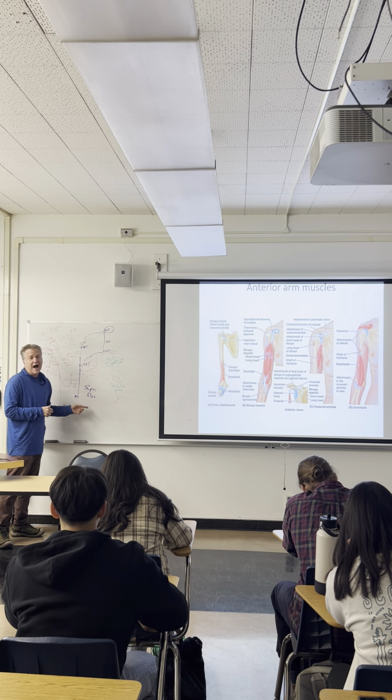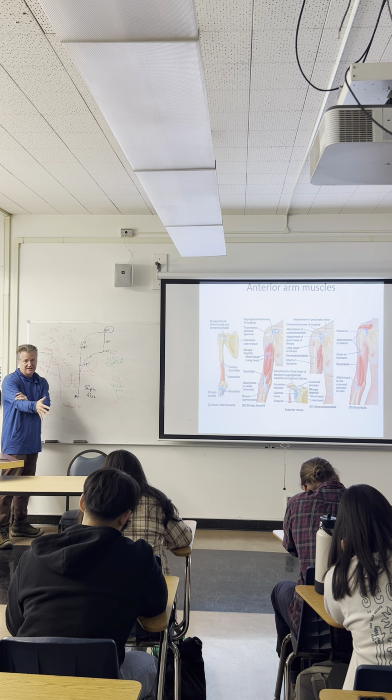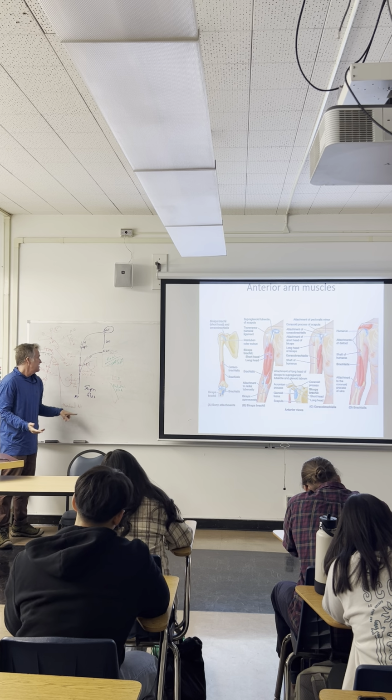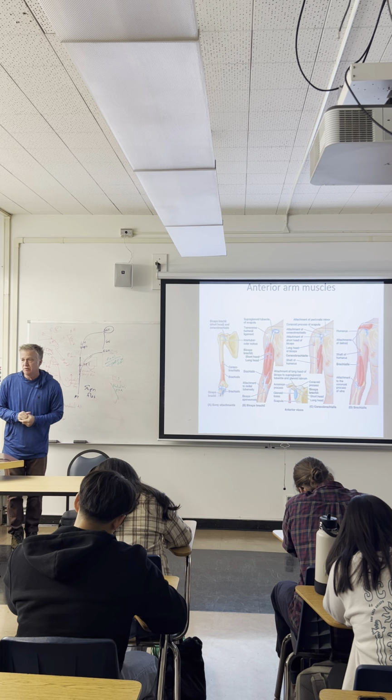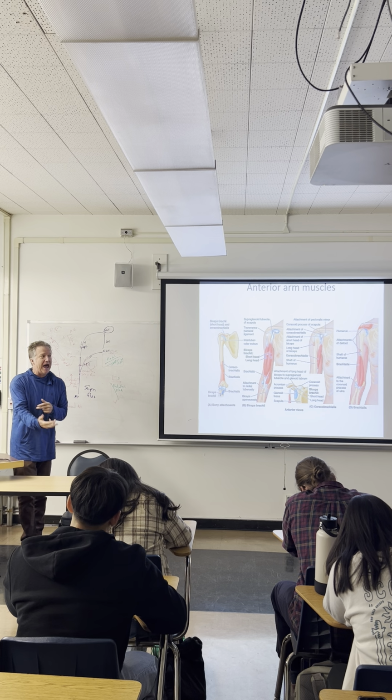So, why can biceps supinate the forearm at the elbow? Because it's attached to the radial tuberosity. And, so important clinically. It happened to me.